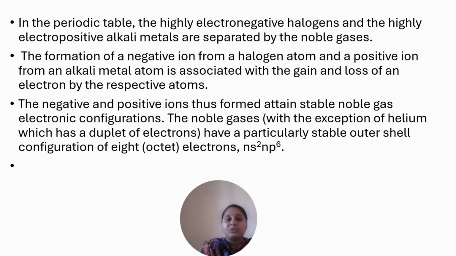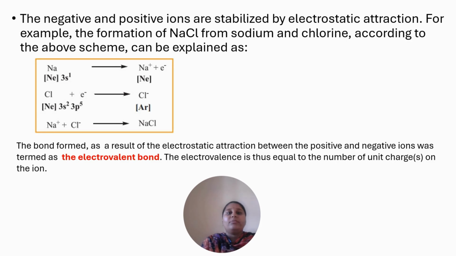So the next one is the octet rule. Kossel and Lewis in 1916 developed an important theory of chemical bonding: atoms combine either by the transfer of valence electrons from one atom to another or by sharing of valence electrons, in order to have an octet in their valence shell. So this is known as the octet rule.